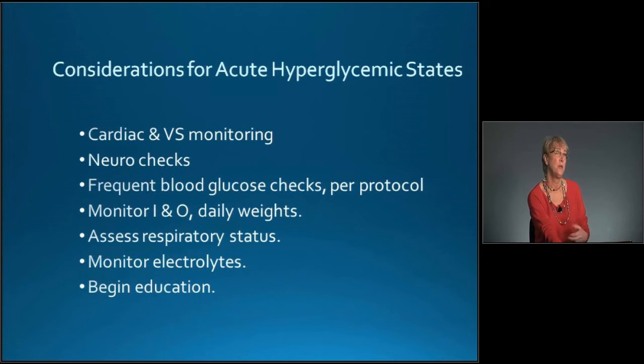So considerations when you're taking care of that patient in an acute hyperglycemic state: cardiac and vital signs monitoring. Neurochecks, because it can affect their mentation. If that blood sugar, for instance, goes too high, they can go into a coma. They can have seizure activity. Frequent blood glucose checks per protocol. Monitor those I&Os. Are you hydrating? Are they putting out as much as they're taking in? Daily weights. Assess respiratory status. Monitor their electrolytes and begin the education.